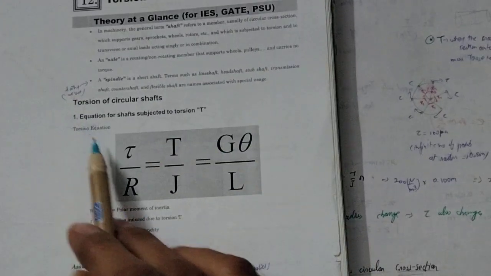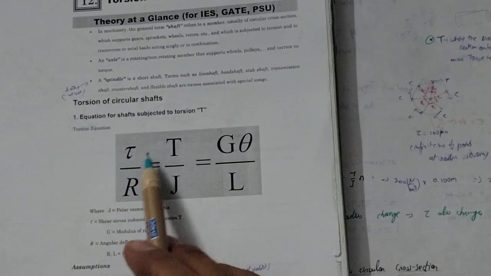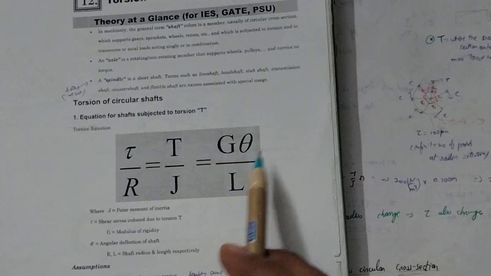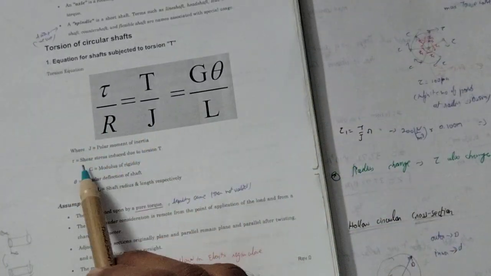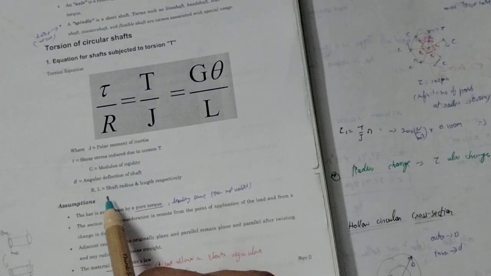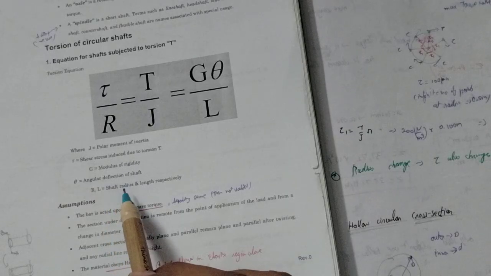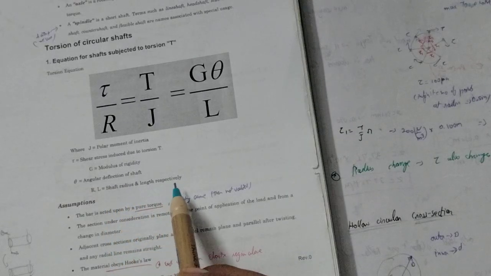Okay, so generally the formula is tau by r, T by J, G theta by L. Okay, this is the basic thing. So you can see J is the polar moment of inertia, tau is the shear stress due to torsion, G is the modulus of rigidity, theta is the angular deflection of the shaft, and r and L are the shaft radius and length respectively.